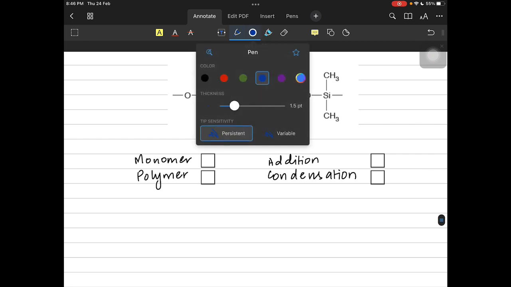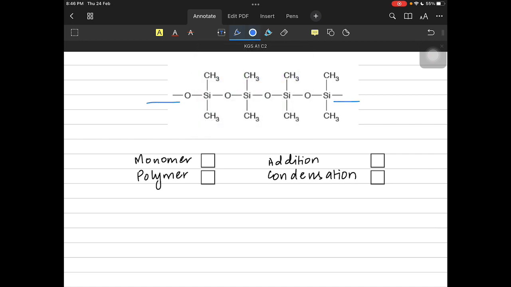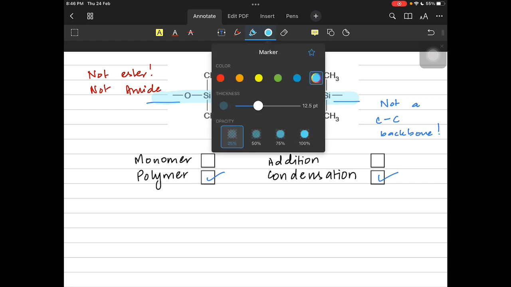Let's try this molecule. It is again a polymer because you can see the extended bonds again. Now you can notice that there's oxygen in the backbone. Definitely not a carbon-carbon backbone because it's oxygen over here. I know that it's not ester linkage. I know it's not amide linkage. It's definitely not ester because the carbon double bonded oxygen is not there. It's not amide, but it's not a carbon-carbon linkage.